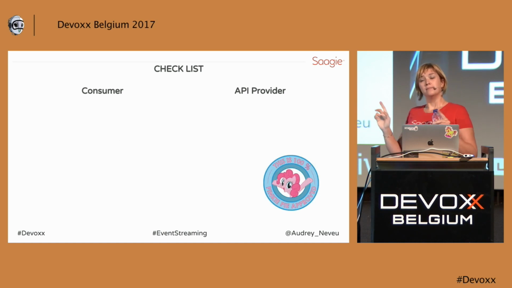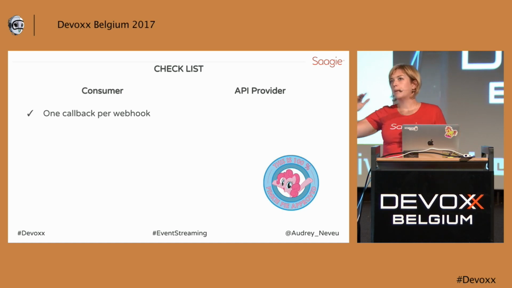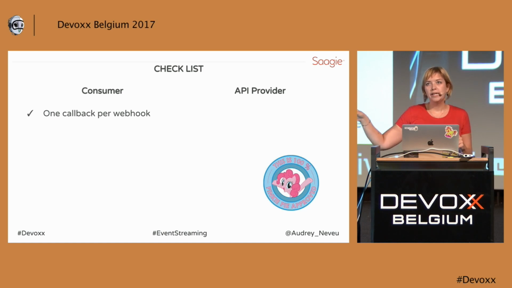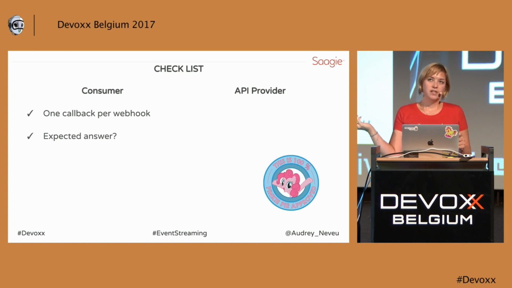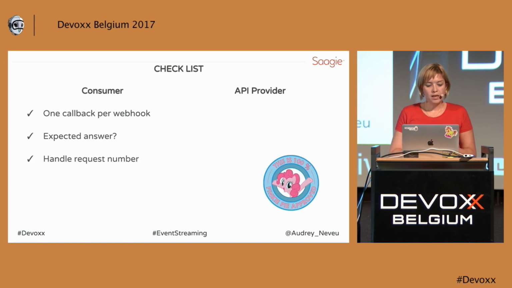So, a quick checklist to implement webhooks. As a consumer, it will be best, let's say, to have one callback per webhook, simply because it will be easier to debug, and make it as less human readable as possible. Don't follow your traditional API scheme. Make something completely unguessable from the outside world. Check if there is an expected answer, and if you are sending the right answer. Be sure that you can handle request volume so that you don't end up with a DDoS attack.